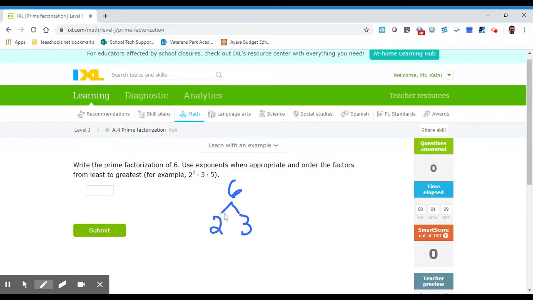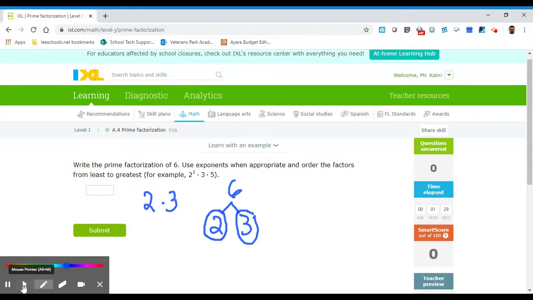Now, if you get a number that is prime, meaning that it only divides by itself and the number 1, then you circle it. So 2 is prime and 3 is prime. Once you run out of numbers to split, that is your prime factorization, which is 2 times 3. I'm going to type that in. And in here you have exponents. So if I had multiple 2's, I would use exponents. I'll show you on another problem. So 2 times 3.